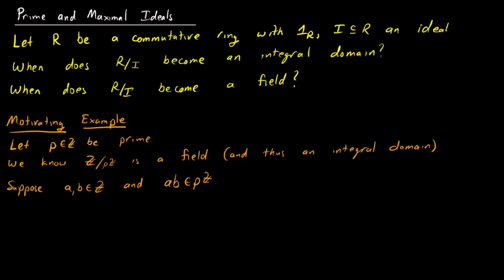Well, let's think about this. I'll suppose that A and B are integers, and A times B is an element of PZ. Well, let's dissect this a little bit. So then, I know that P has to divide A times B, and so, since P is prime, I know that P divides A, or P divides B. So hence, I can say that A is an element of PZ, or B is an element of PZ. So this is going to be our first motivating example. We're going to say maybe this is the property of PZ that causes something nice to happen. Maybe we'll get an integral domain, or maybe we'll get a field.